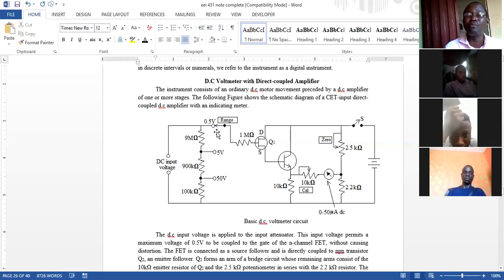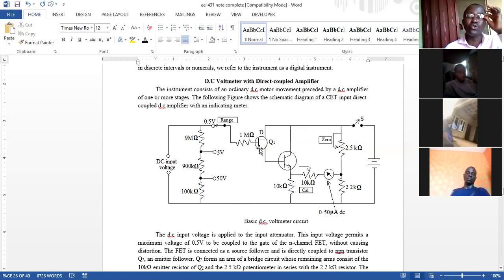The range selector helps you select whether you are measuring in the 0.5 volts, 5 volts, or 50 volts range. So you switch the range selector to the particular resistor appropriate for that measurement. When the input voltage is applied to the resistor, current flows through the resistor. The current is relayed to the first stage of the amplifier, which is a field effect transistor, having a 1 mega ohm resistor as input to it.